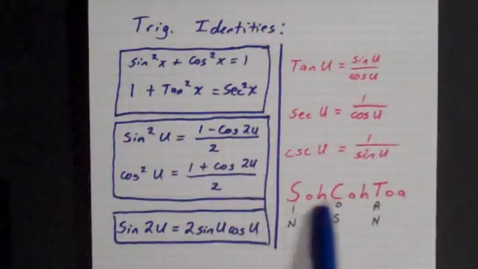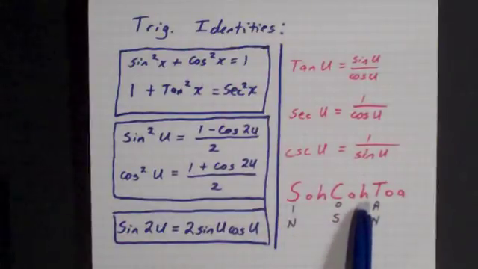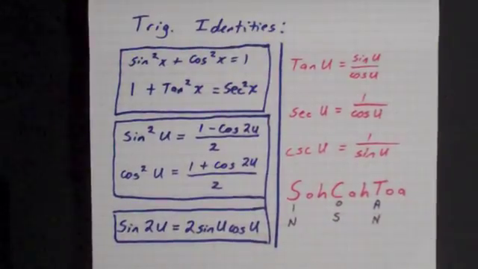And of course, SOHCAHTOA: sine is opposite over hypotenuse, cosine is adjacent over hypotenuse, and tangent is opposite over adjacent.